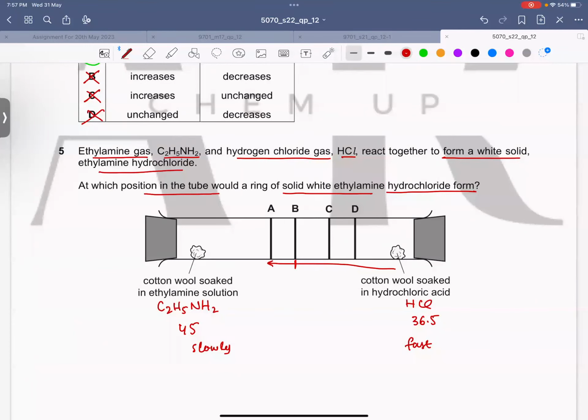So when it would be at A, at the same time, ethyl amine also reaches A. It would be A, sir. So A will be the correct answer. B, C, and D go wrong, and A is your correct answer. Yes, good.